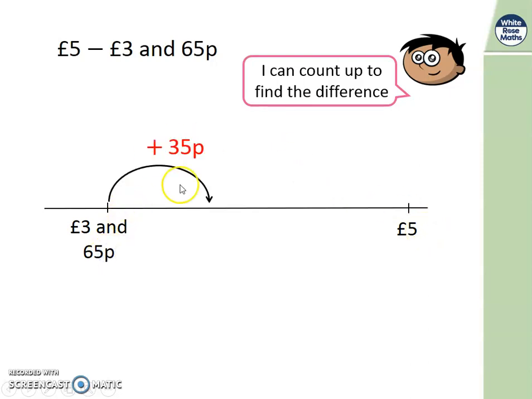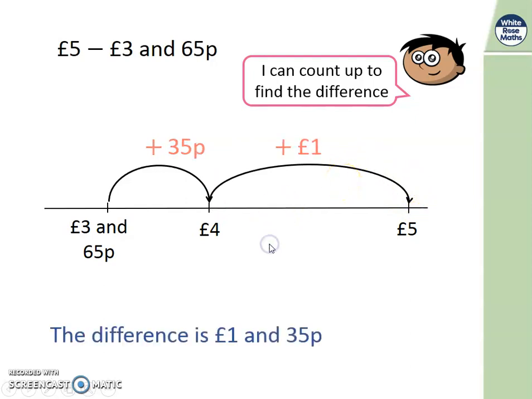First jump is to get to the next whole pound. From 65 pence, I add 35 pence to get to the next pound. The next pound after £3 is £4. Then we've got an easy jump from £4 to get to £5. Yes, £1. So we get the same answer. The difference is £1 35 pence. It's the same answer, just a different method. I wonder which one you prefer.